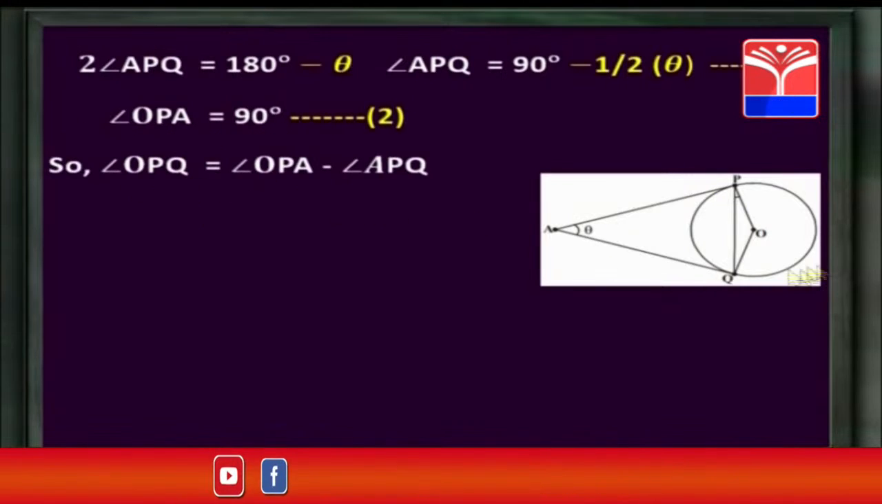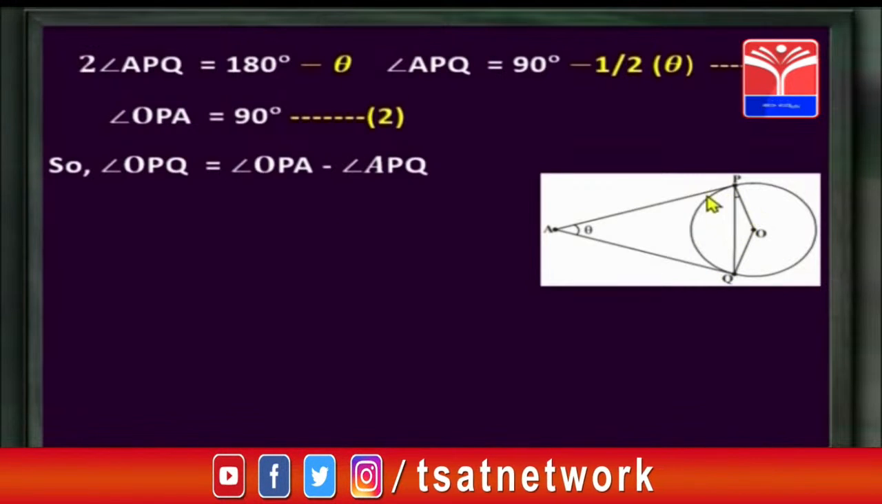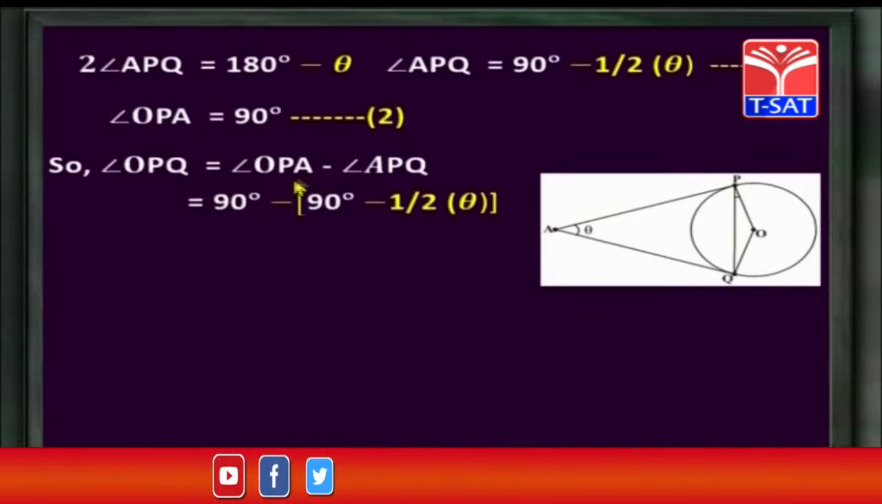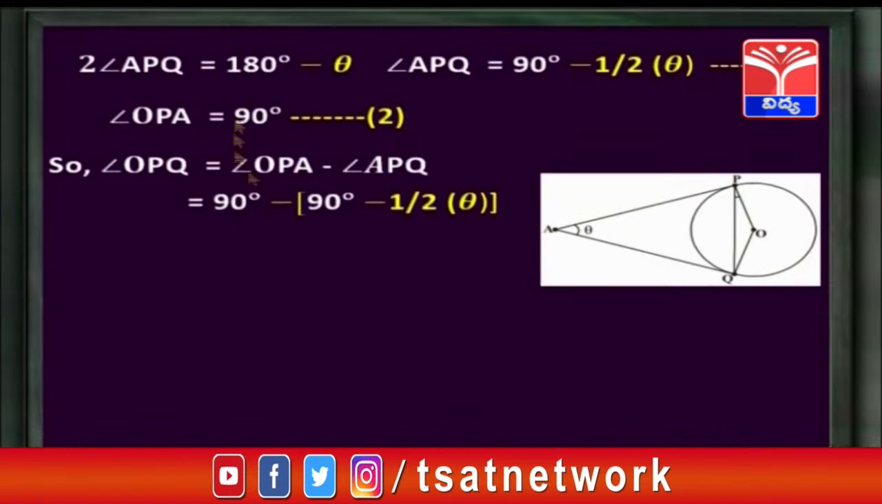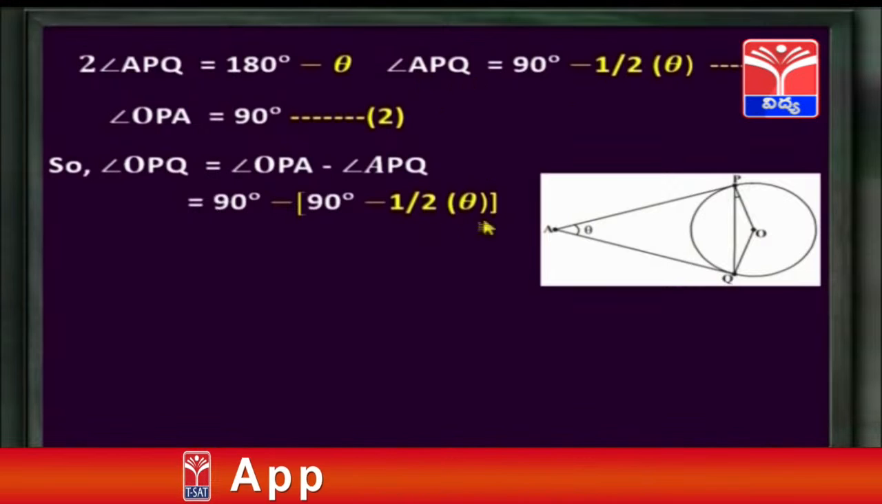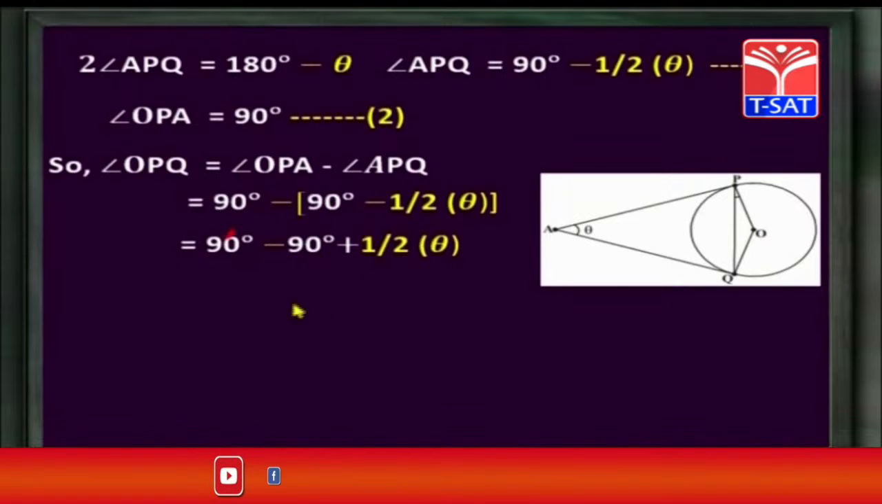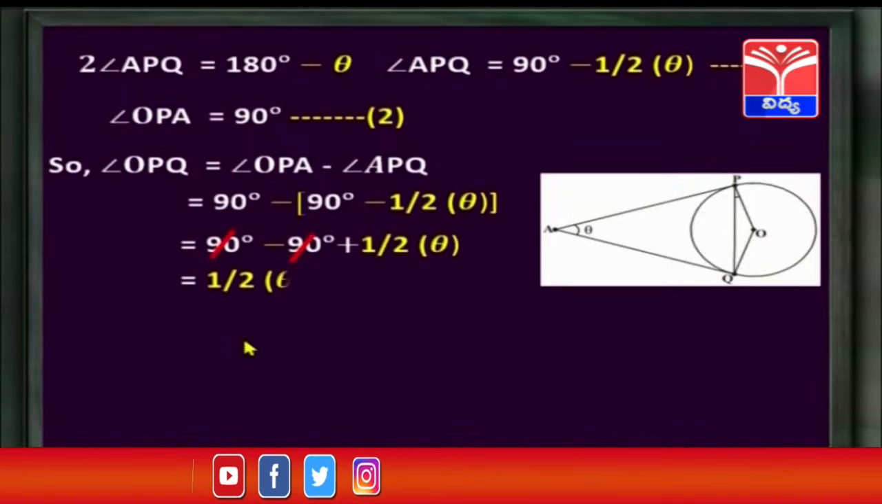So, OPQ is equal to the total angle minus APQ. So, I can write OPQ is equal to OPA minus APQ. So, what is OPA? OPA is 90, and APQ I got from equation 2 as 90 minus 1 by 2 theta. So, 90 minus 90 plus 1 by 2 theta. So, 90 can be cancelled. So, finally, I am getting OPQ as 1 by 2 into theta.